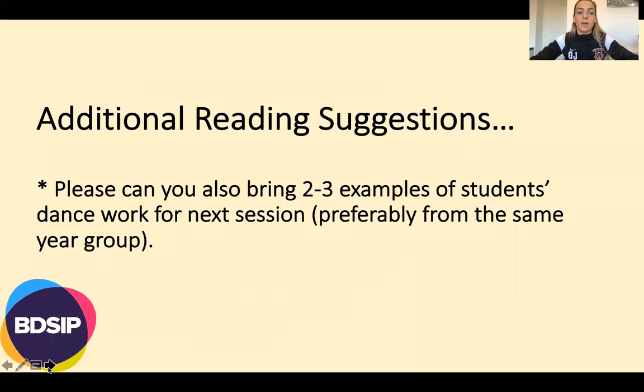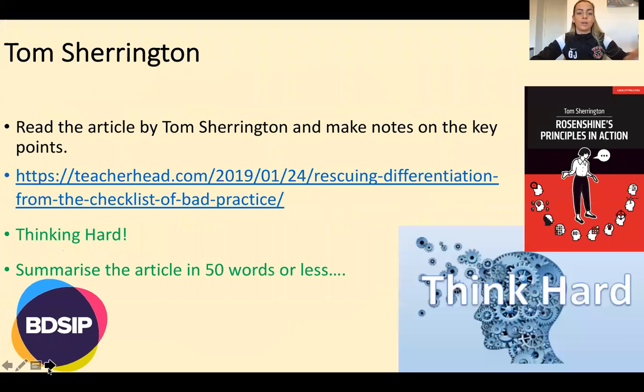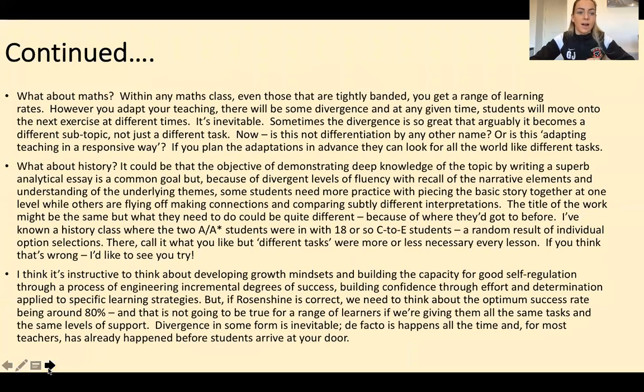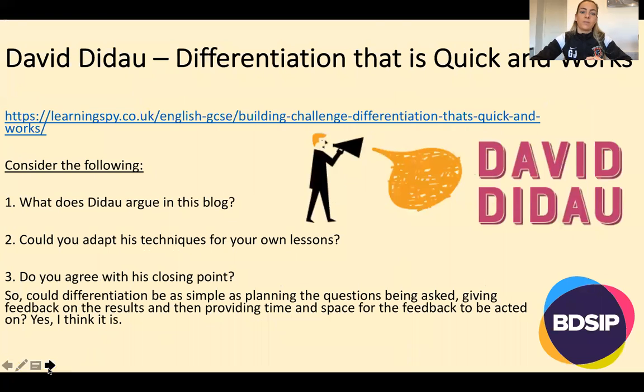So here are some additional reading suggestions. I have broken some of the reading down for you, picked out some of the highlights, and there are some really good websites and principles that you can look at. I will get all of those resources that I've mentioned sent to you as soon as possible.